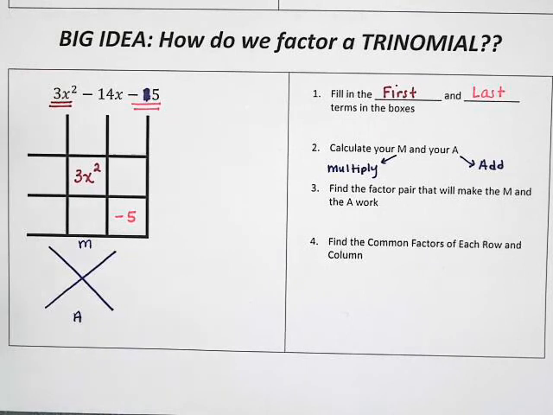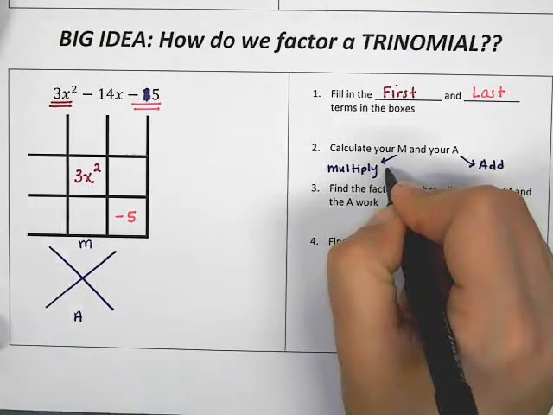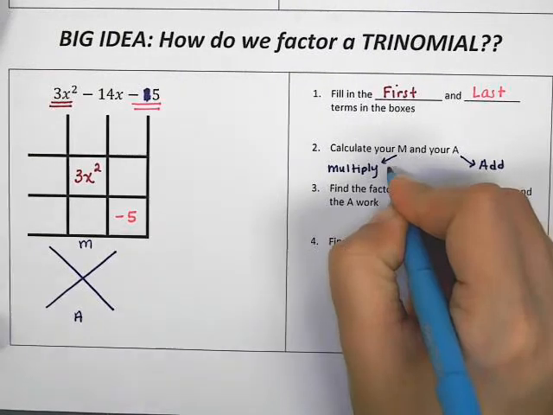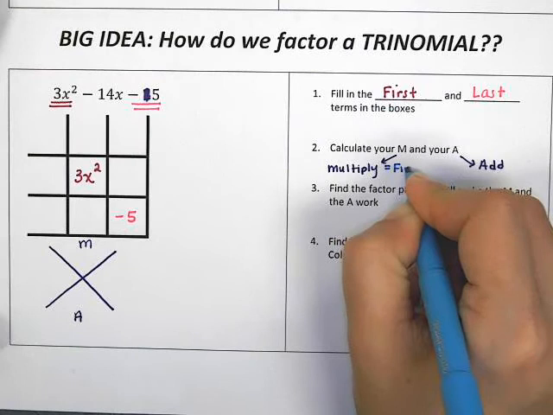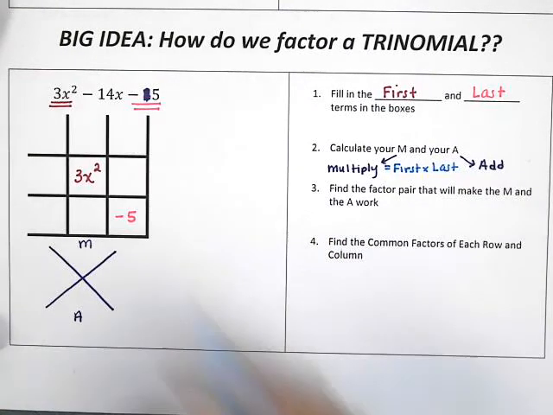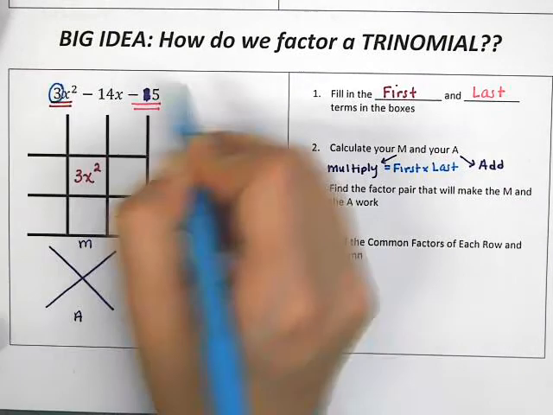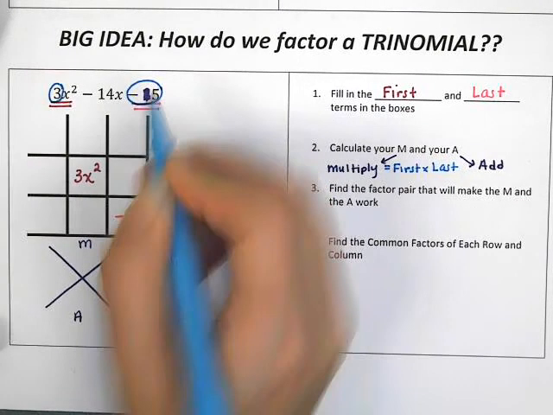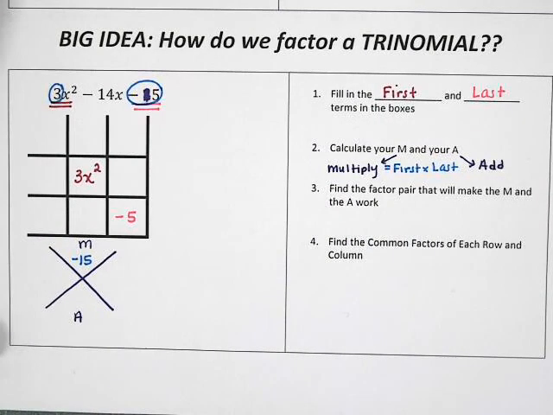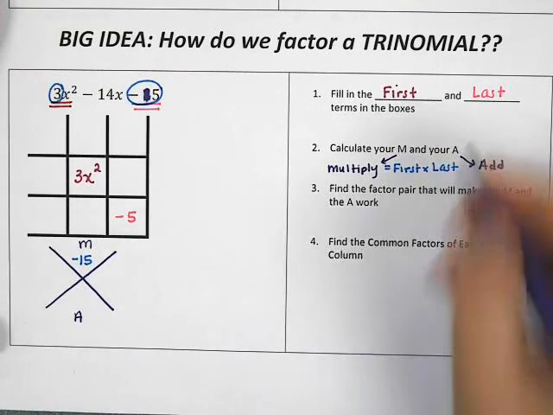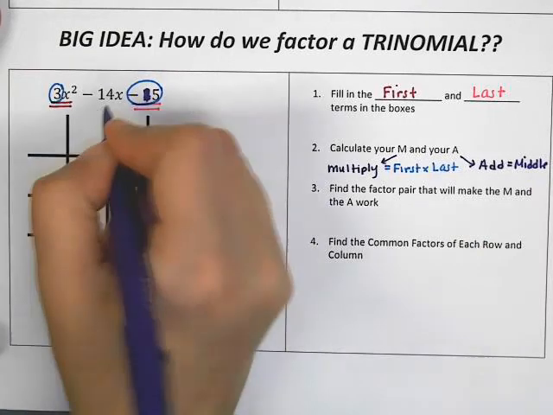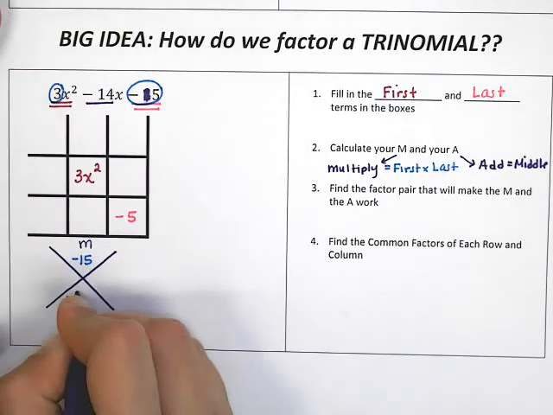So for example, in this problem, to calculate the number that goes in the multiply spot, I would do the first coefficient times the last coefficient. Here, what that means is that I would do 3 times -5, which would be -15. I'm going to fill that in. To figure out what number I want to have in the add spot, I just look at the middle term. The middle term here would be -14.